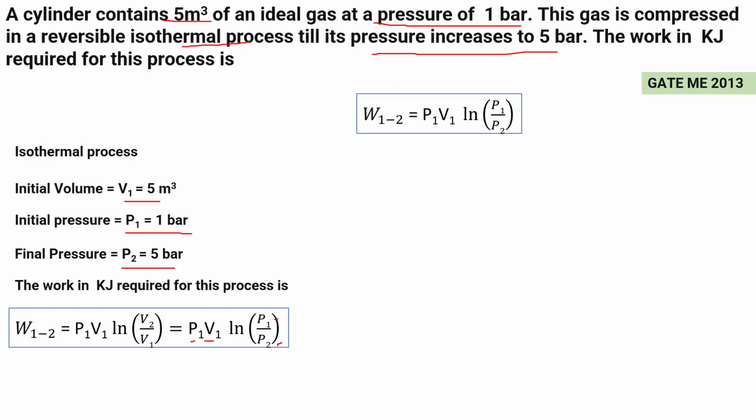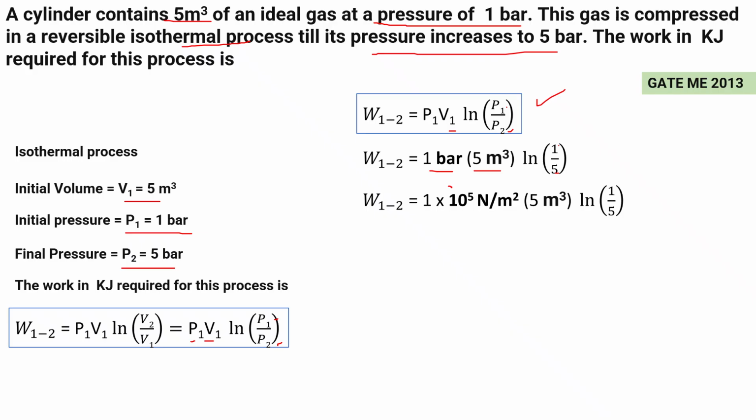So substitute all the values in this work done equation. Then W12 will become P1 is 1 bar and V1 is 5 meter cube, and P1 is 1, P2 is 5. So W12 equal to 1 into 5 meter cube into ln 1 by 5. And in this equation, we know that 1 bar equal to 10 to the power 5 Newton per meter square.